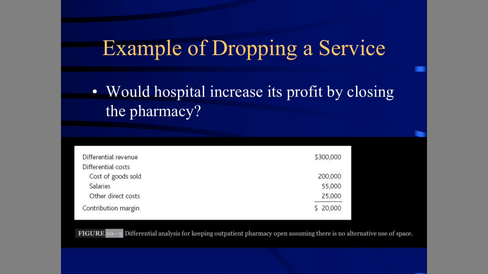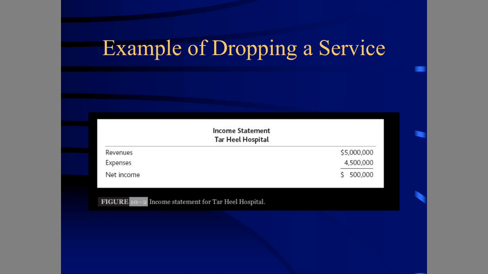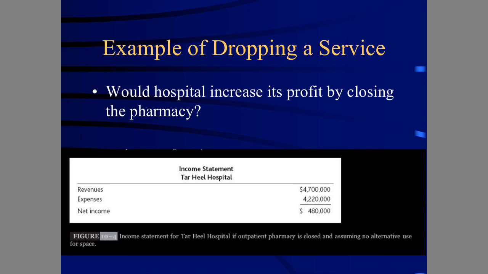And so basically, they then have to do the following. If I go back here, I look at their total revenue, which was $300,000 for this outpatient pharmacy, and they lost $10,000. The income statement for the hospital shows $500,000 in net income. All right, so we have to look at this differential revenue of $300,000. We look at the cost of goods sold, the salaries and other direct costs that would come out, and so the contribution margin is around $20,000.